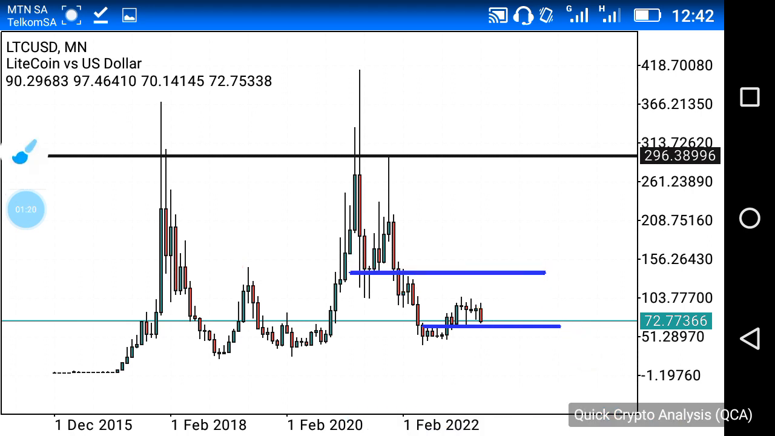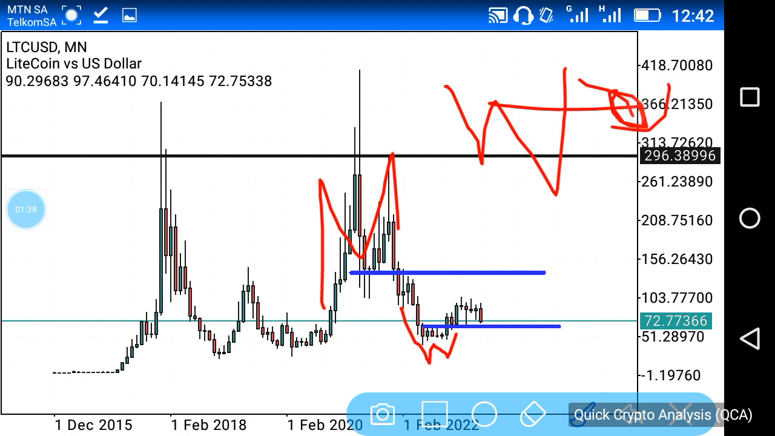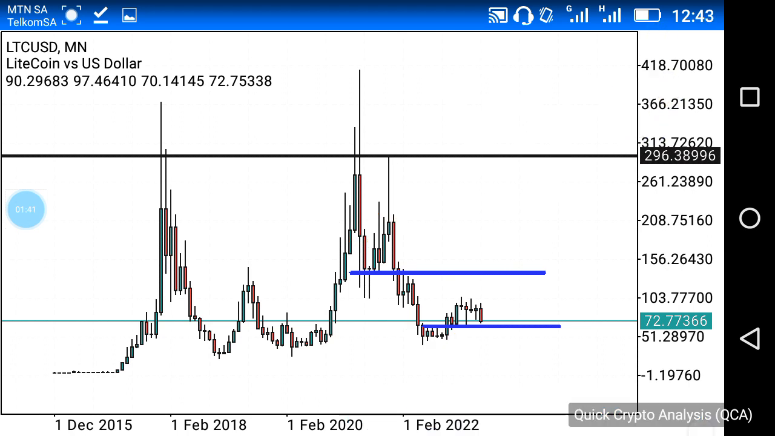Another thing that I also want to speak about is that as much as we had this M structure over here, currently we have what seems to be a W structure over here, and just similar to M structures, whenever we have these W structures, we want to see price breaking to the upside of that neckline, and then in the future coming back to the neckline to give it a test. And where we have that neckline generally is where we look for those potential buying opportunities.